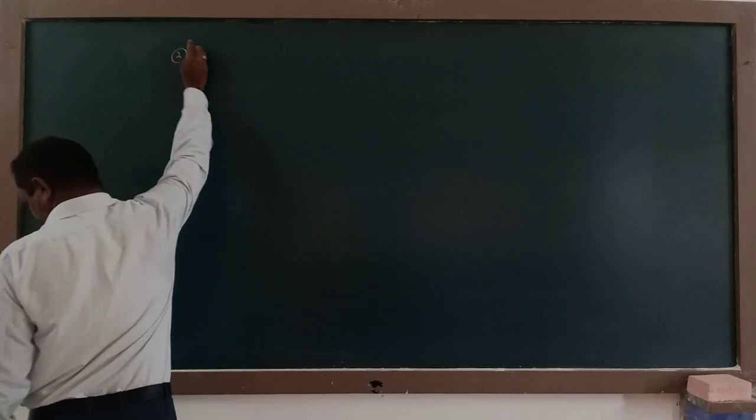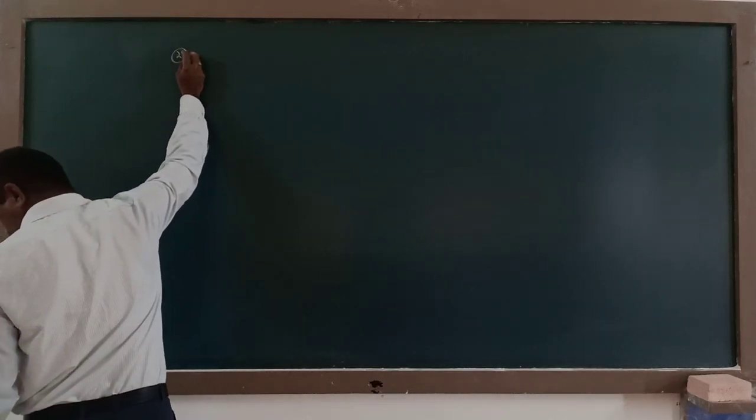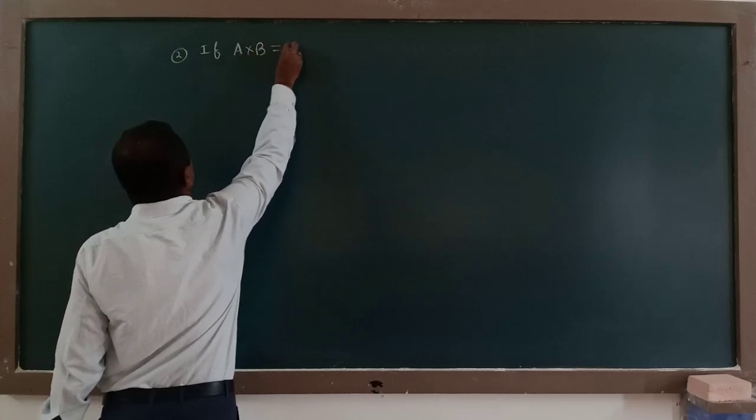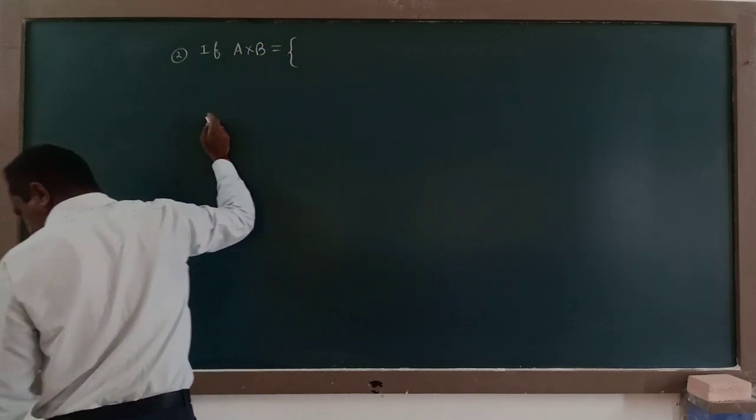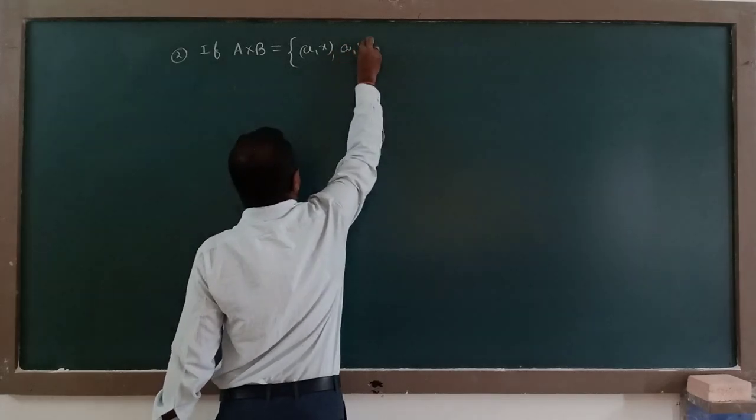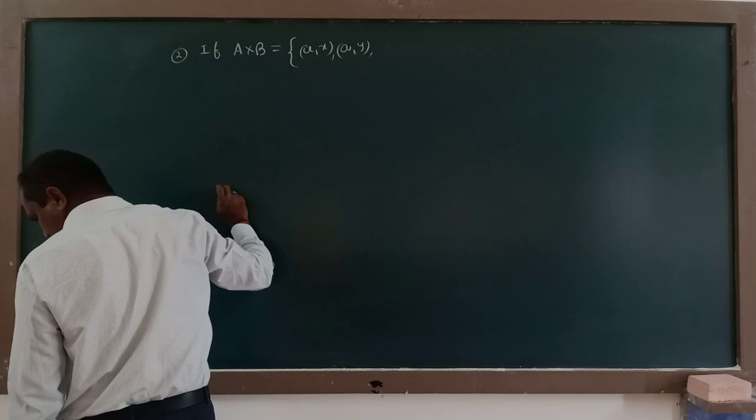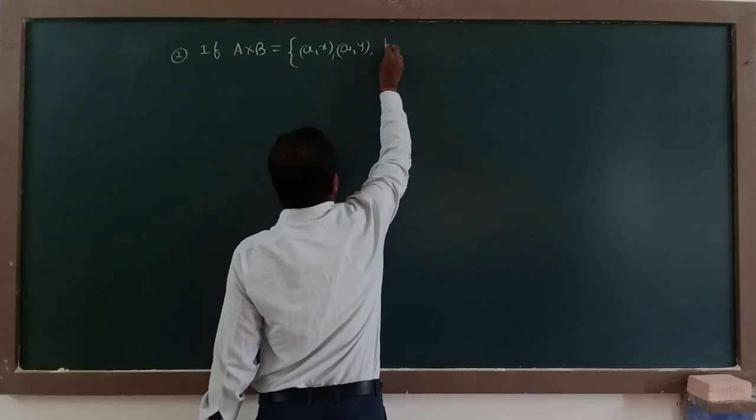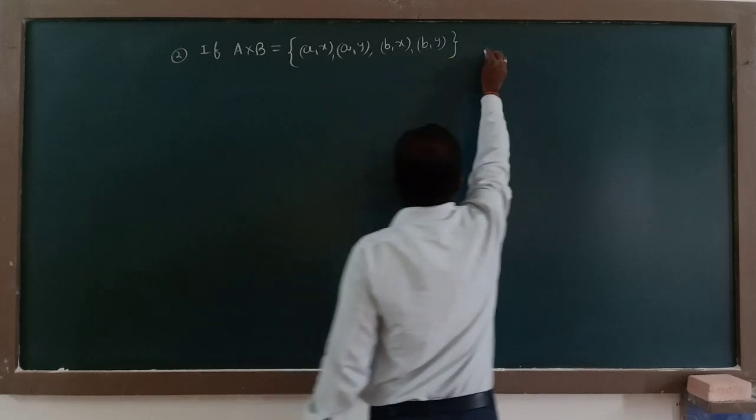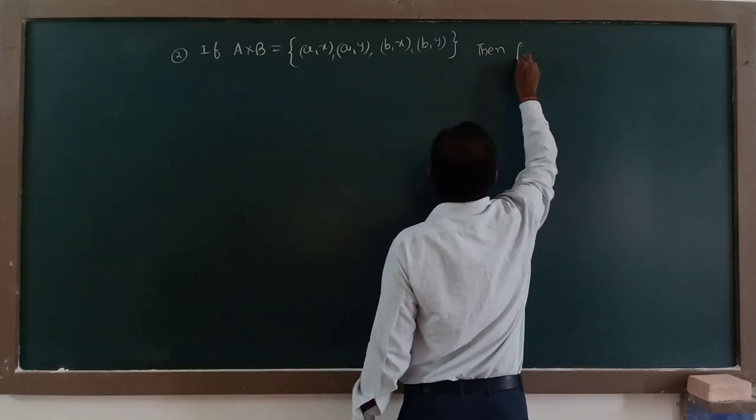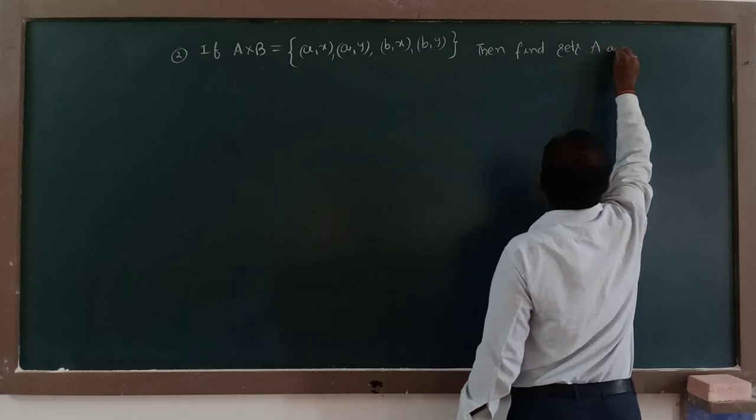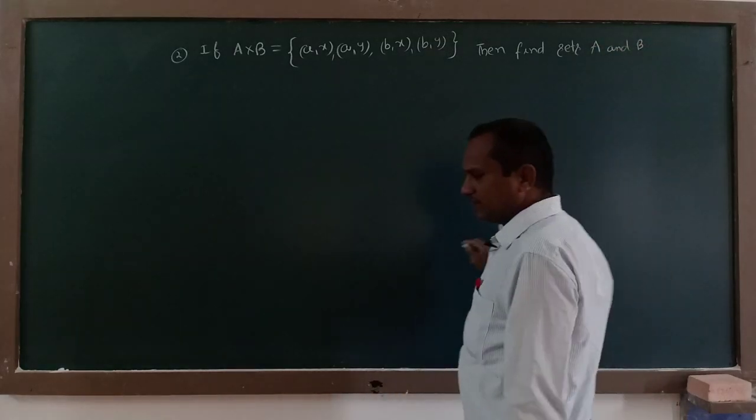Next question, second question. Let A cross B be equal to the set of the elements (A, X), (A, Y), (B, X), (B, Y). Then find sets capital A and capital B.